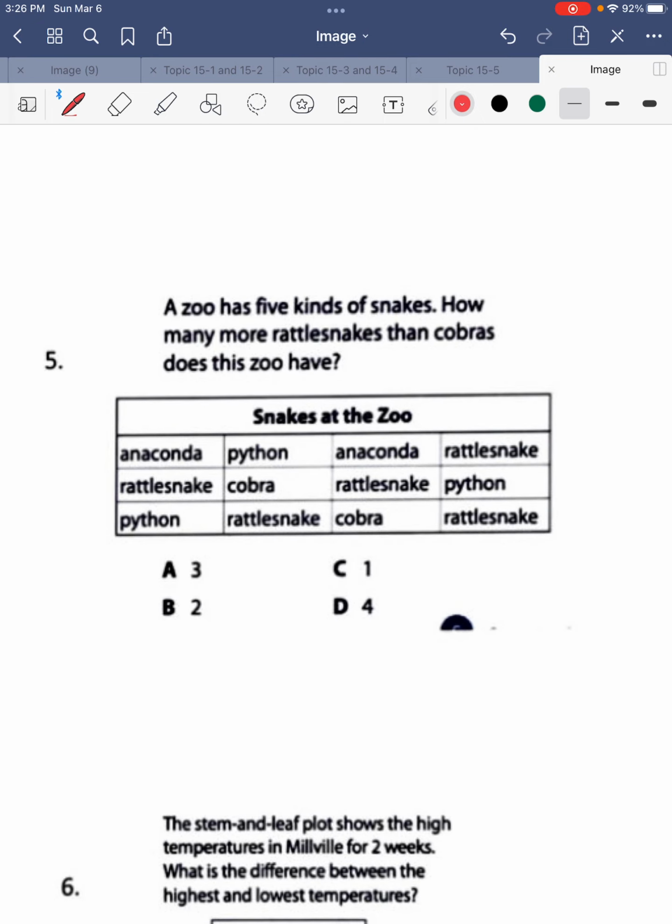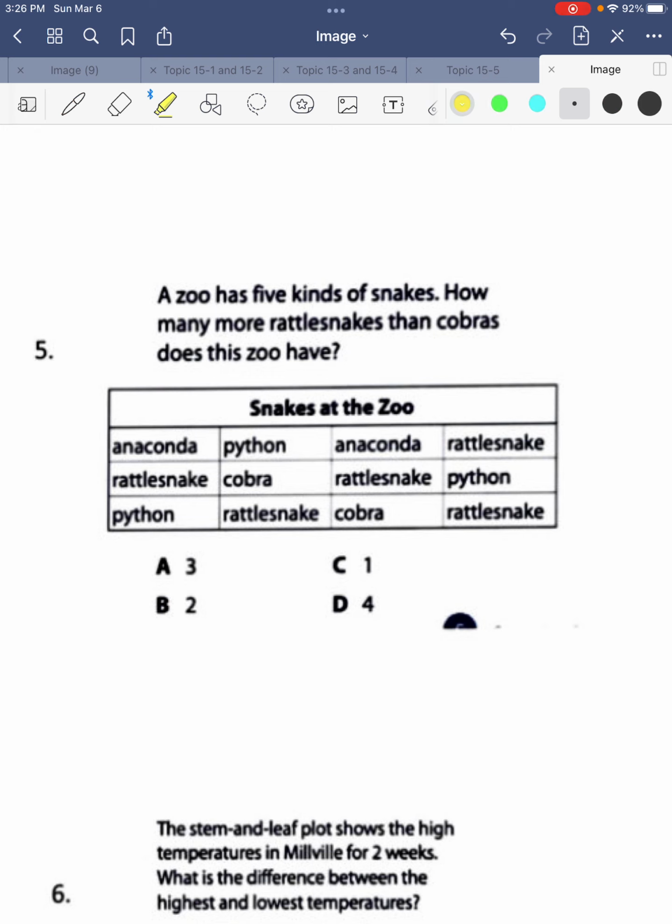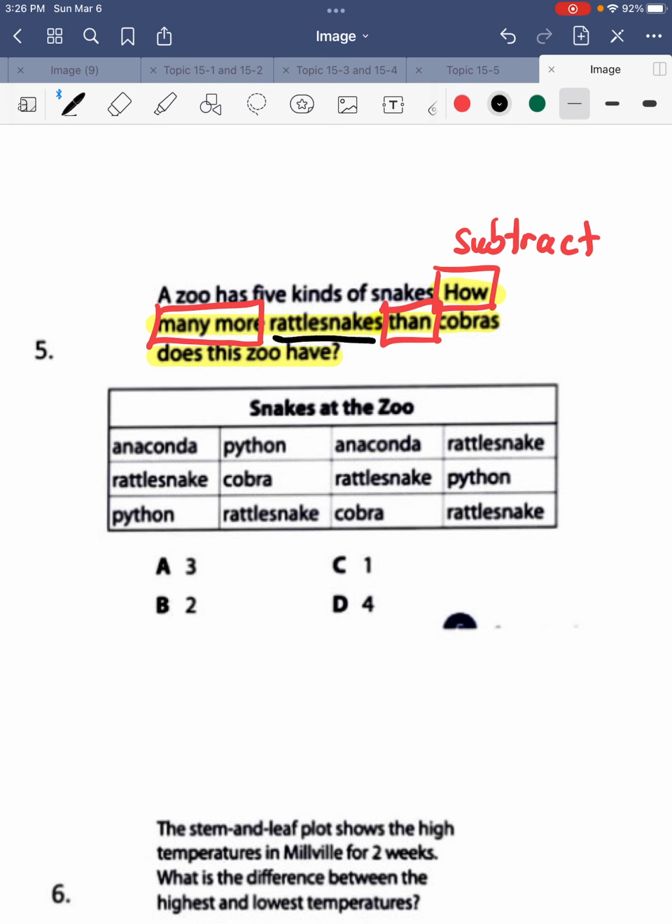Okay, number 5 says a zoo has 5 kinds of snakes. How many more rattlesnakes than cobras does a zoo have? So the keywords here are how many more. When it says that, we are going to subtract. And it's comparing two things. It's comparing rattlesnakes to cobras.